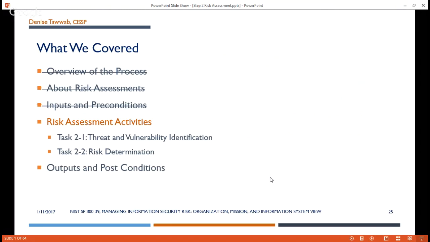Okay, next up, we're looking at the risk assessment activities. There are two, and even though there are only two activities, this can be a pretty massive undertaking depending on the size of your organization. First, you're going to look at threat and vulnerability identification, and then you're going to do a risk determination. So let's dig into it.